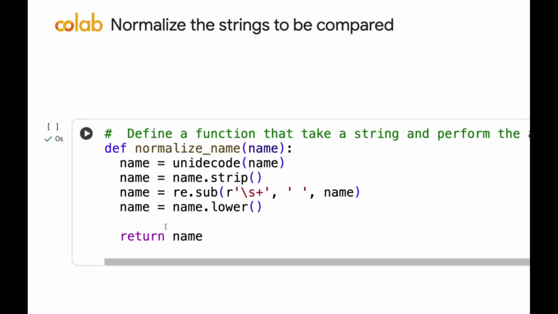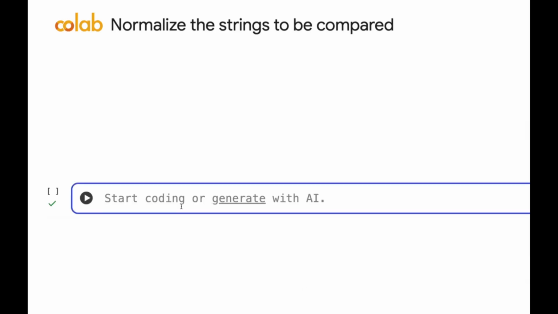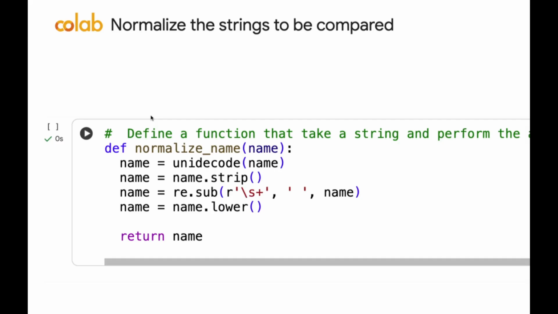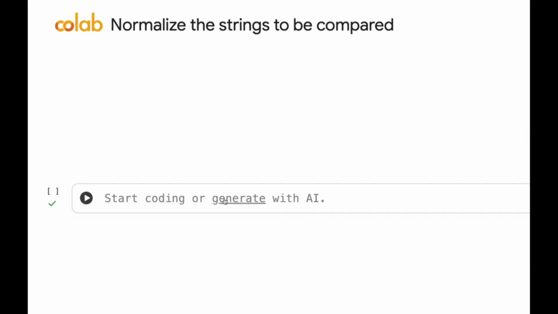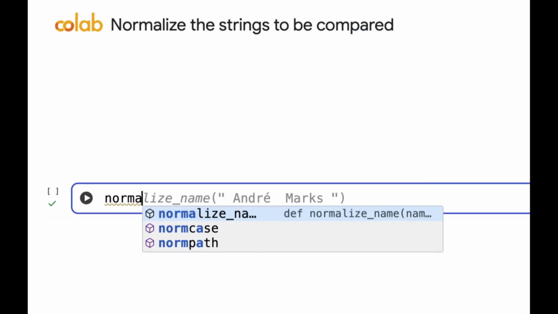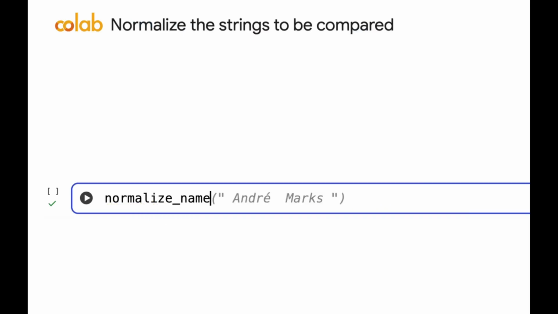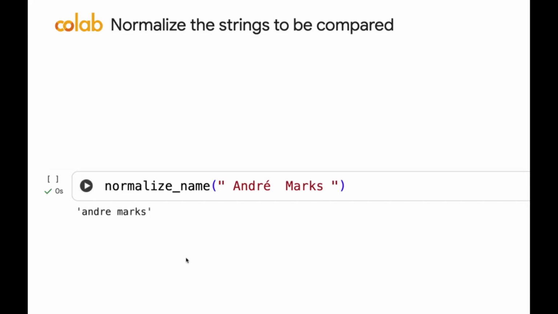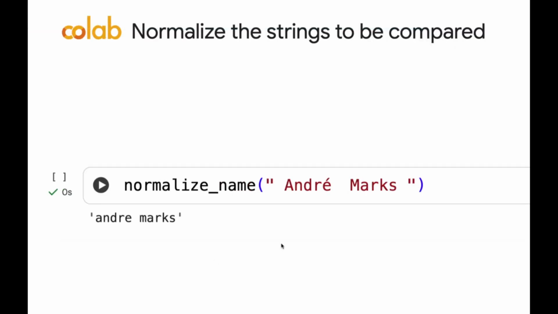Let me run this function, okay? And then we can quickly check if this function works or not. This function is called normalize name. So let's call normalize name and use it on the original name we used with white space and accents, right? Let's see if it serves its purpose. Looks like it's okay, right? It removes the accent, white space, and converts everything to lower cases.